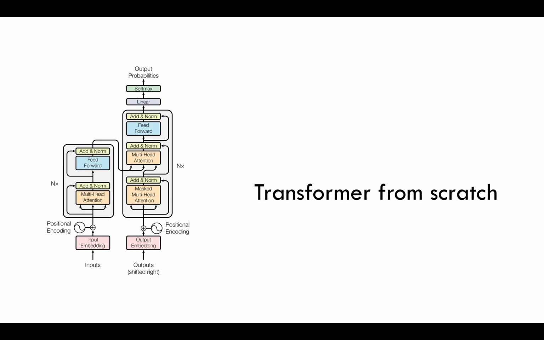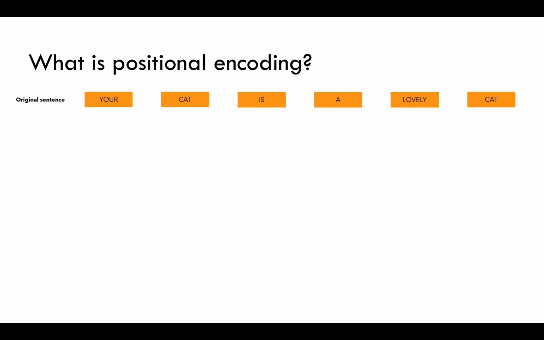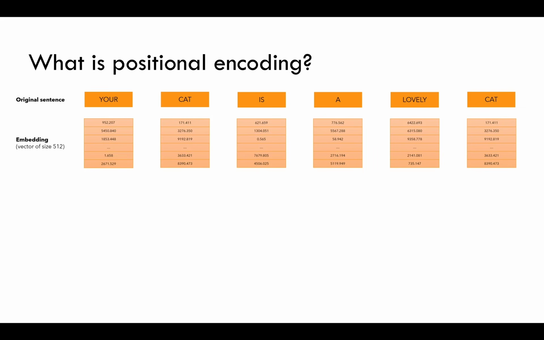The next module we are going to build is the positional encoding. Let's have a look at what the positional encoding is very fast. So we saw before that our original sentence gets mapped to a list of vectors by the embeddings layer. And this is our embeddings.